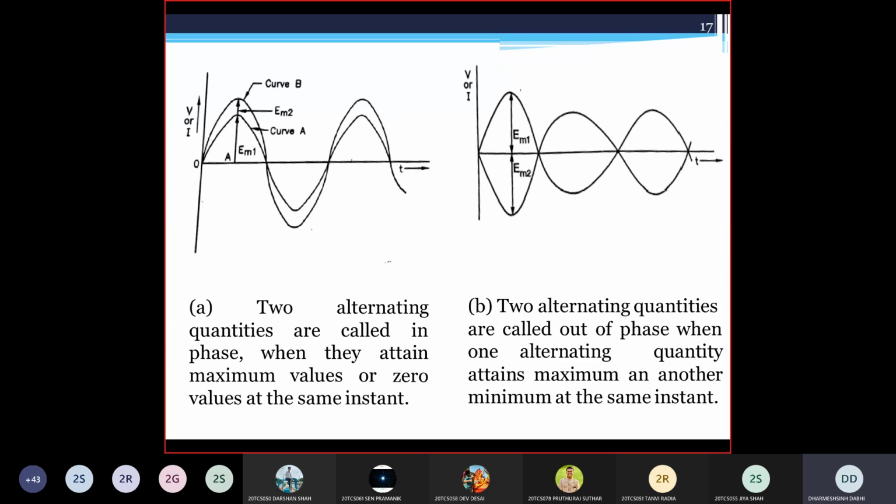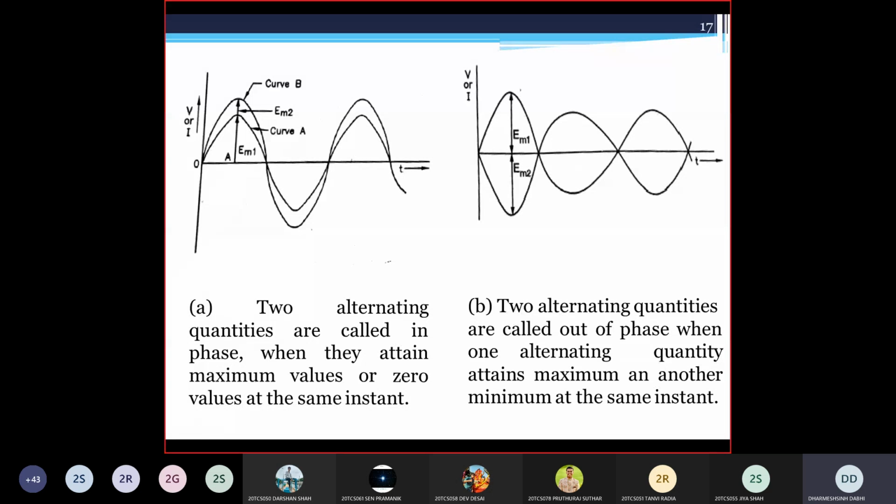If I show it graphically, you can see the waveform here. On the left hand side, you have two sine waves. One sine wave I name curve A, and another curve I name curve B. Both curves have the same frequency. How can I identify that? You can see that both start from 0 at the same time, both reach the maximum value at the same time, and again both reach 0 at the same time. So it means both sine waves have the same frequency.